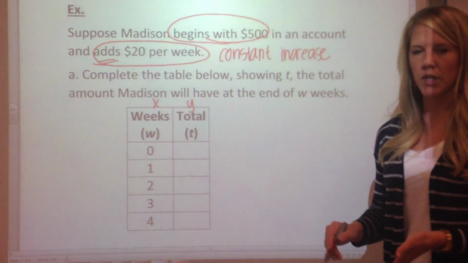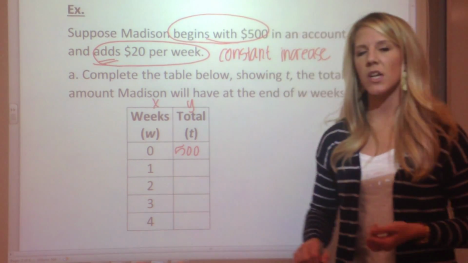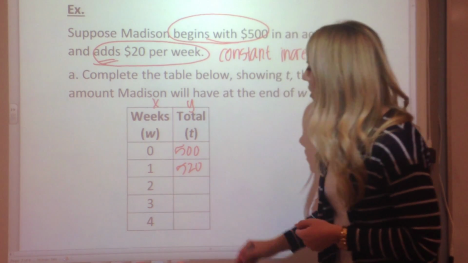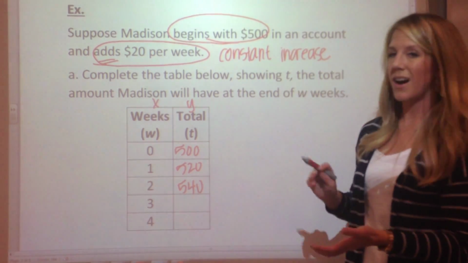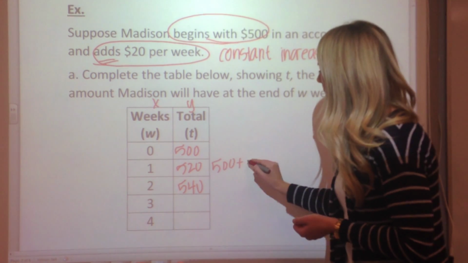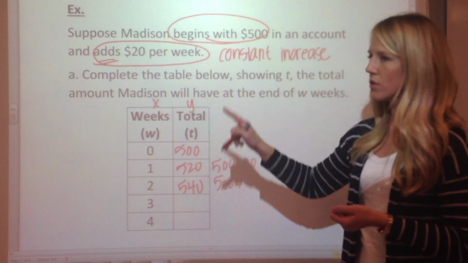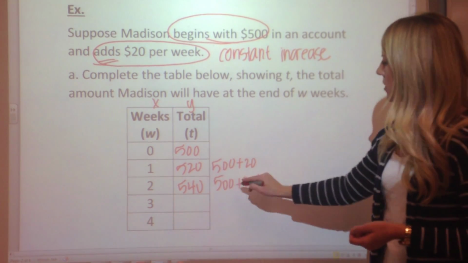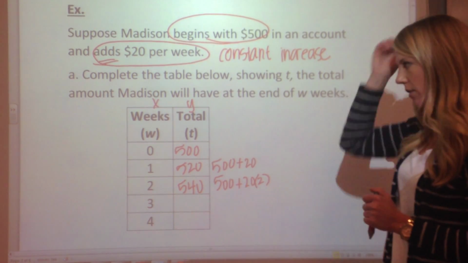But at week 0, how much money do we have? So as we start, what do we have? We have $500. After week 1, we have the $500 plus that $20. So $520. We're going to add $20 more to that for the following week. And so on. Another way to think of it is, okay, I started with $500, and then I added $20 after week 1. I started with $500, and then I added $20 each of those 2 weeks, so plus 20 times 2. So 500 plus 40 is 540. So that pattern continues. We are increasing by the same amount every single time.